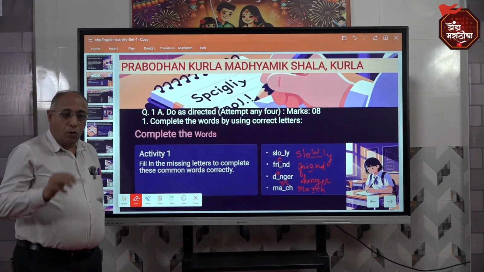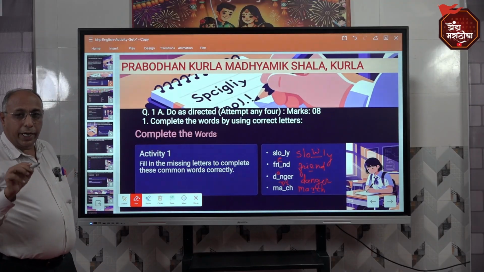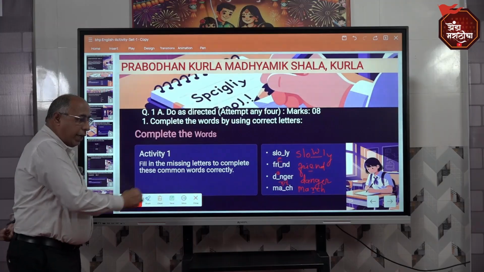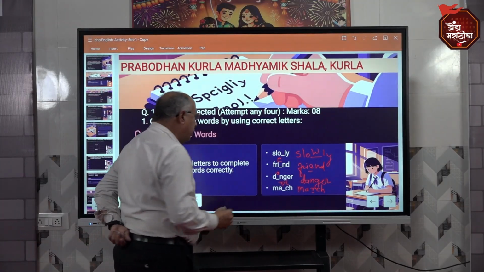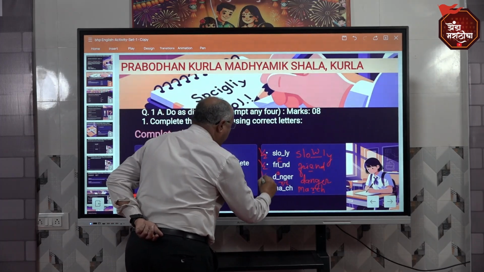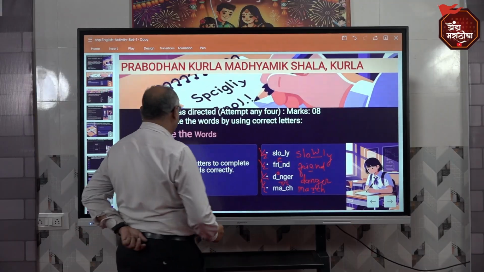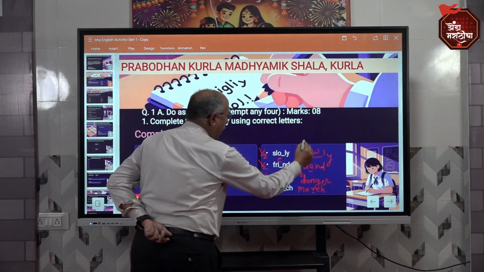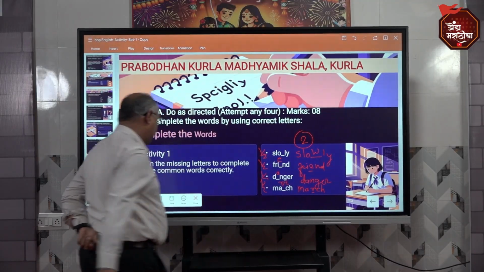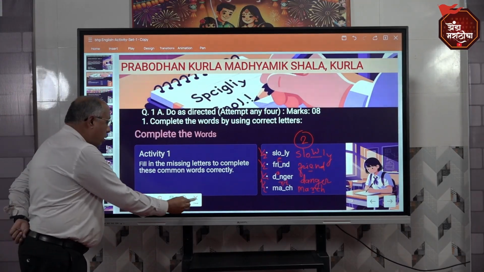Means the student who will complete this word using R or T, then he will get half mark. Means this activity carries 2 marks, half mark to each one, and half into 4 is equal to 2 marks. In this way, this activity will carry 2 marks in total. Right now, let us go to complete the next one.